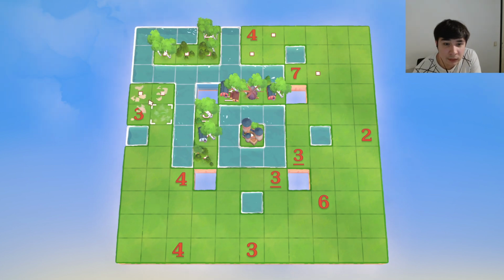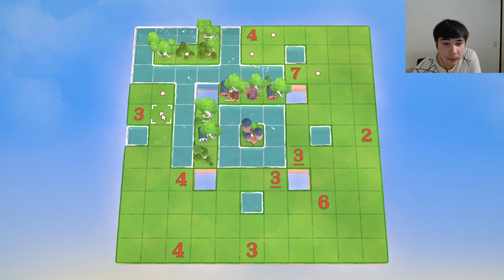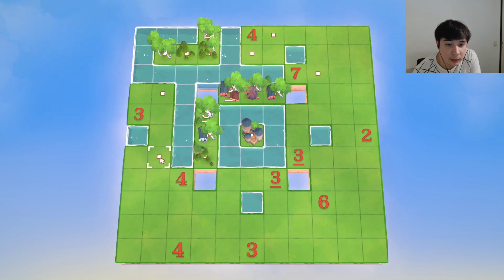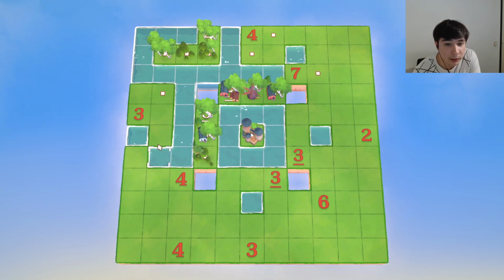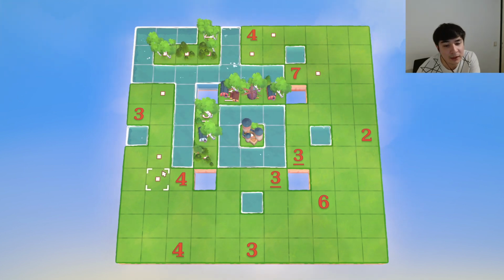Now it's either this or this for the 3. Either way, I do believe this thing here has to be land, because if this is water, this is going to be water as well, so this is land. 4 goes up here because no other numbers are big enough.